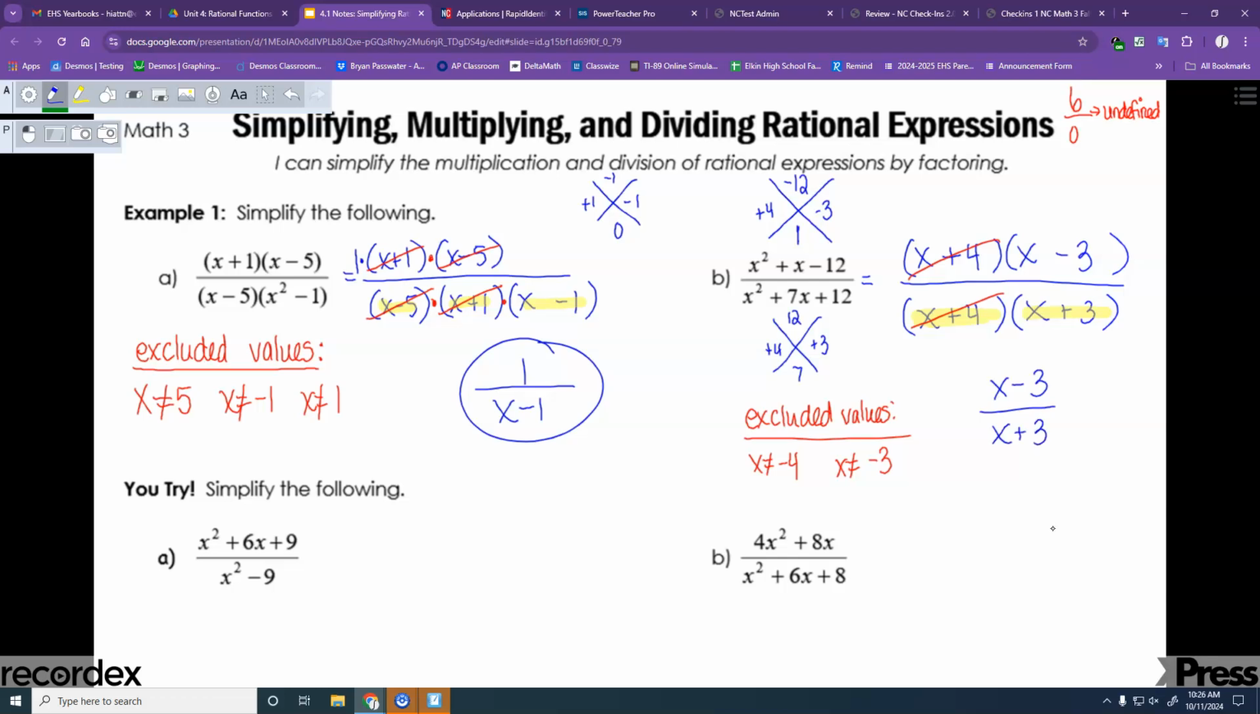You're looking for the number that would give you 0 in the bottom. So it needs to be the opposite sign, because if I used a positive 4, 4 plus 4 would give me 8. That wouldn't give me a 0 in the bottom. So use the opposite sign, because that's the value that would give you 0 there. Okay, and this is our answer, but we also do have the excluded values. You cannot plug in negative 4 or negative 3 into this.